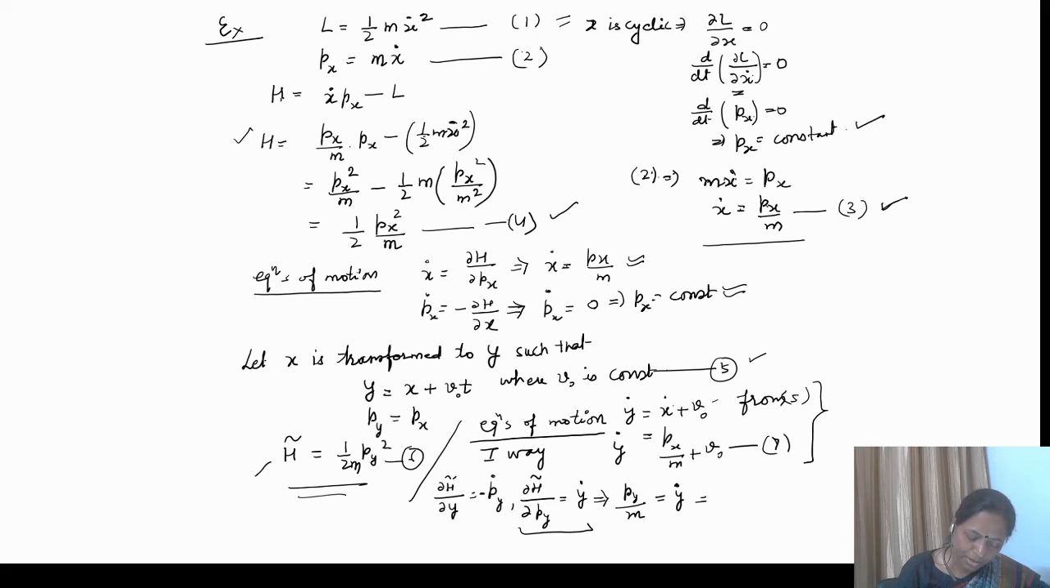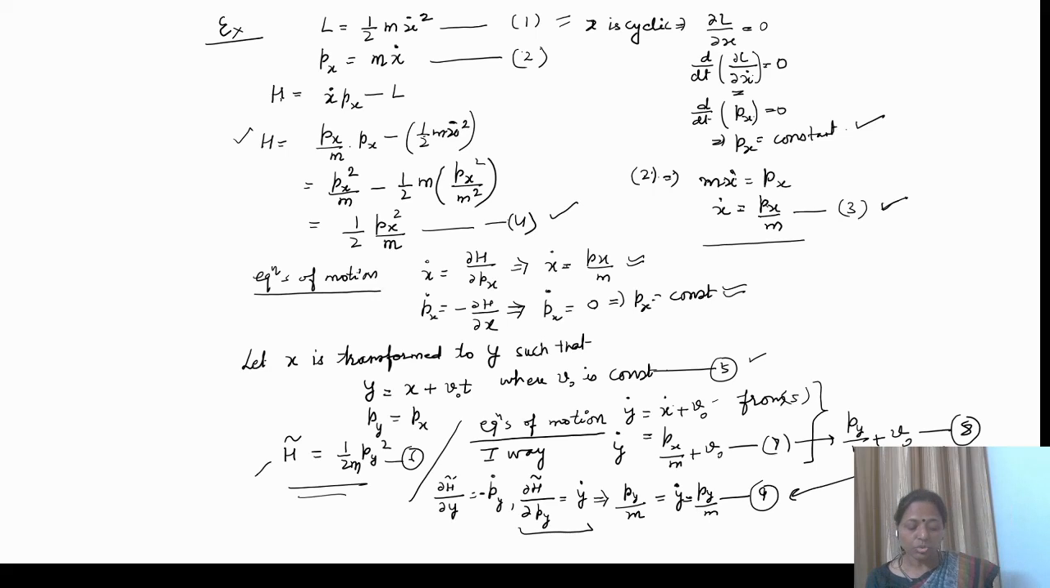What is py? What is px here? This is py upon m plus v naught, and this is y dot, which is equal to py upon m. Now you look at these two equations, 8 and 9. This is showing that both the equations are not the same. So there is some error.